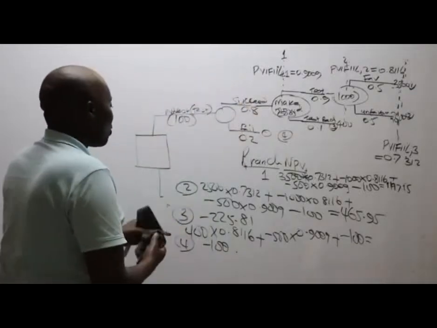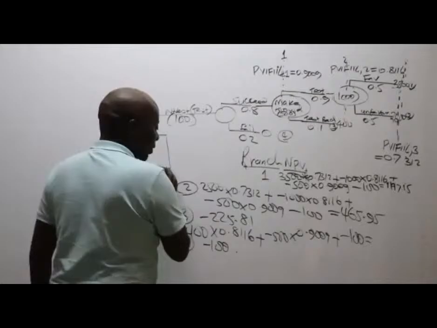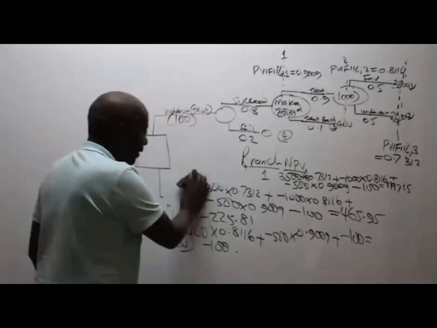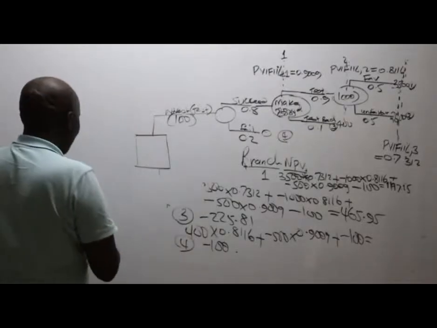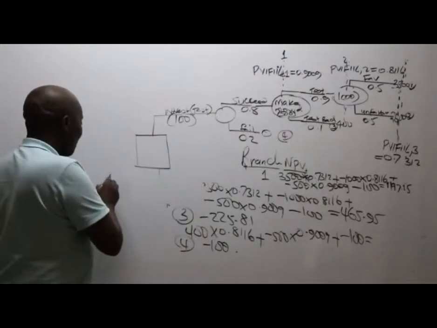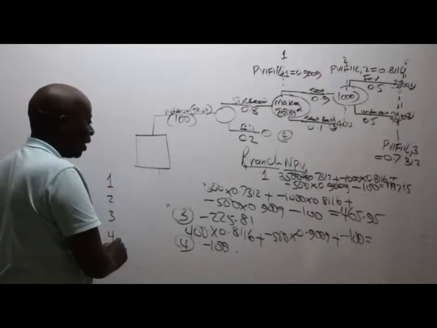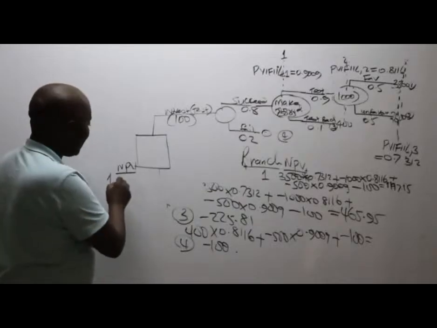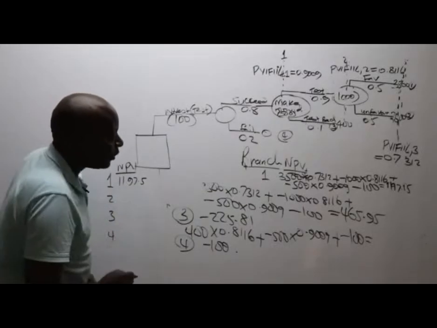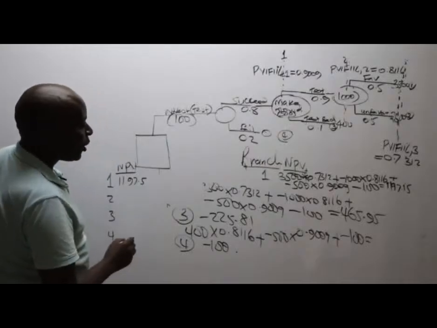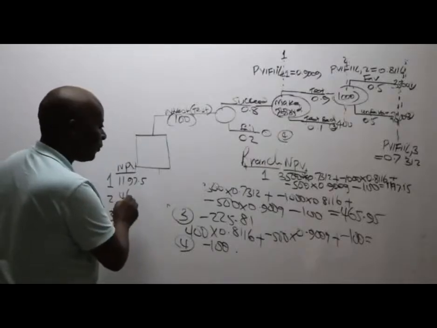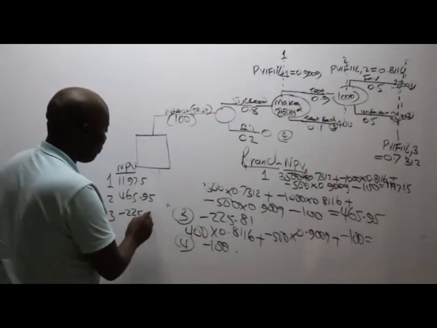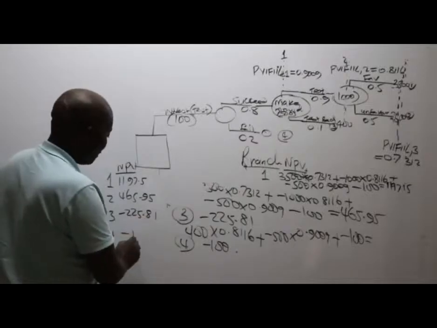So we have, ladies and gentlemen, our branches there. Let me summarize them very fast. I want to come back here and summarize them. So we have our branches, branch 1, branch 2, branch 3, branch 4. We have our net present value. Net present value here is 1197.5. Branch number 2 was coming to 465.95. Branch number 3 is minus 225.81. Branch number 4 is minus 100.